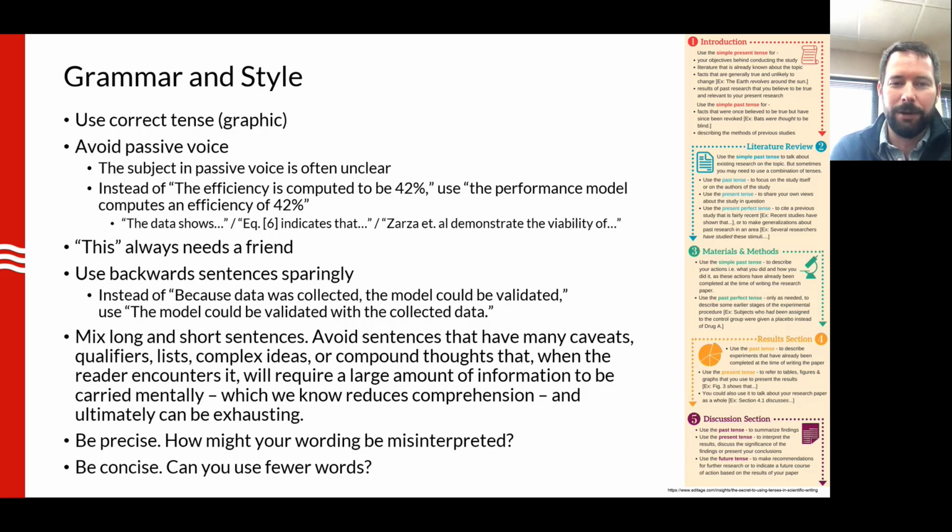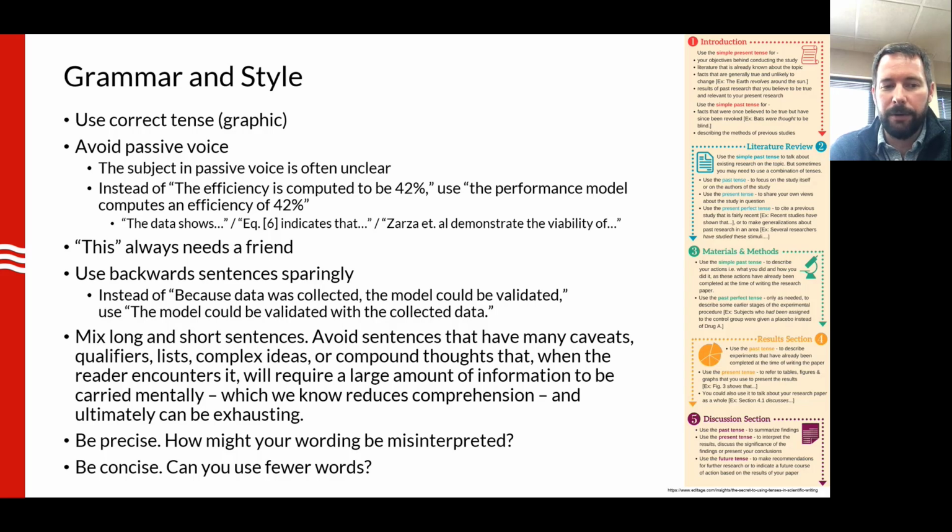The example here is avoid sentences that have many caveats, qualifiers, lists, complex ideas, compound thoughts that, when the reader encounters it, will require a large amount of information to be carried mentally, which we know reduces comprehension and ultimately can be exhausting, right? So that's my example of what not to do. You want to say things in a straightforward way. Take breaks in your sentences. Avoid putting the reader in a situation where they have to carry along with them in their brain like 6 different things before you finally get to the point. Try to make it in a straightforward way that builds on itself.